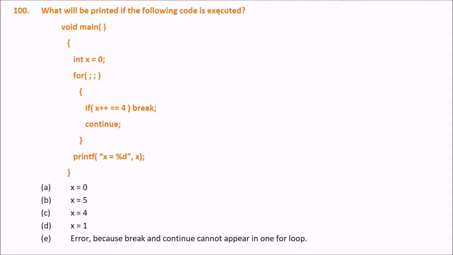What will be printed if the following code is executed? Let us see. This is X equal to 0. We start with X equal to 0 here. This is a for loop, and if X plus plus is equal to 4, we break. Otherwise, we continue. Only if X plus plus equal to 4 is true, then break. Otherwise, it will not work, and we'll print the X value.